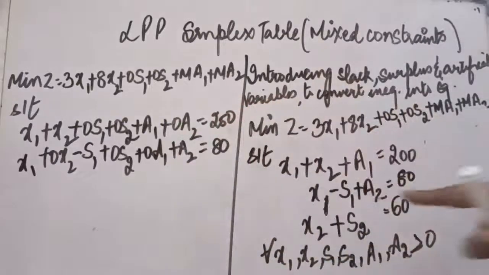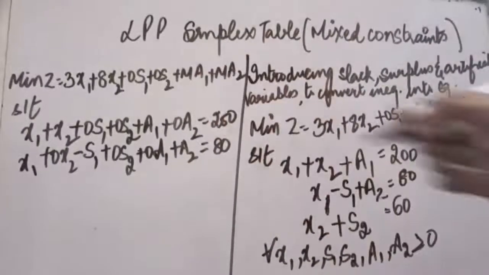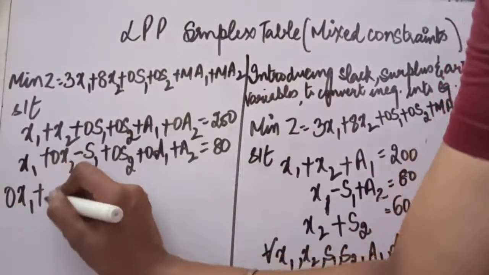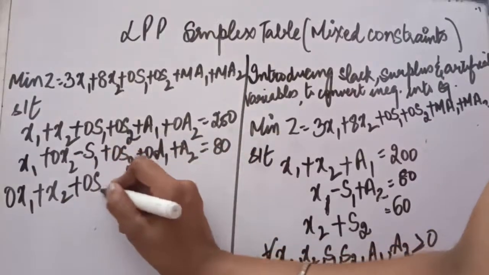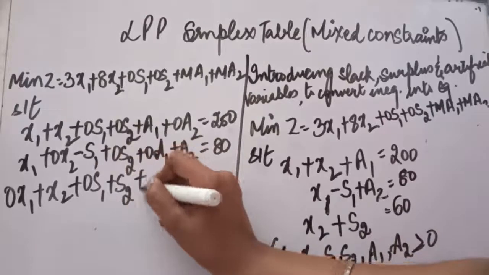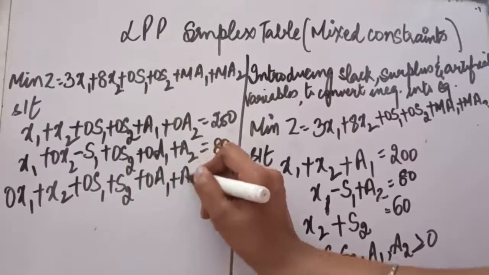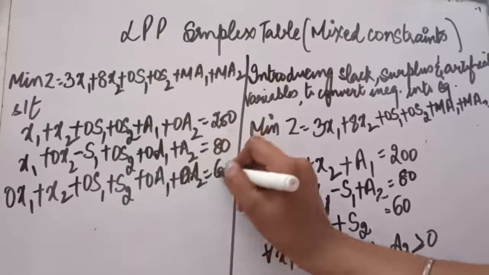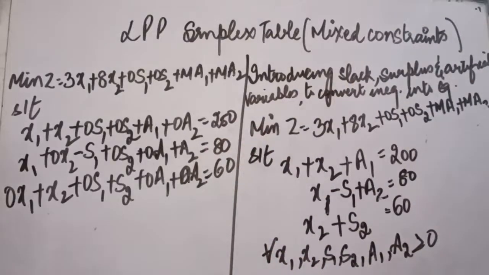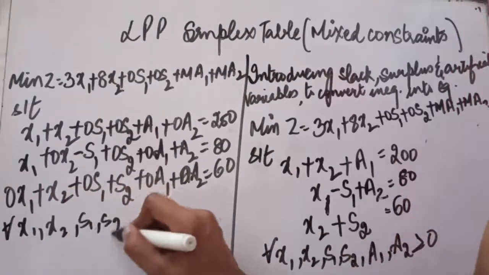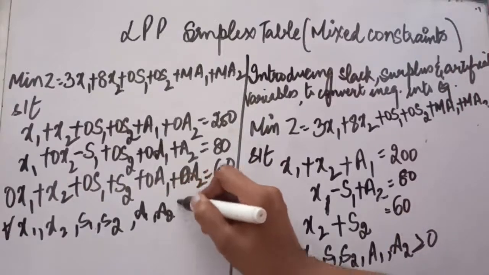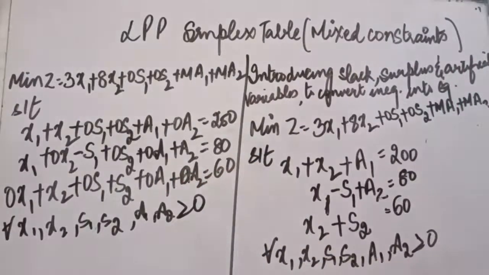Now last, X1 is not there in this row, so it will come with 0 X1. X2 is there, X2. Now S1 is not there, so 0 S1. S2 is there, and A1 and A2 will come with 0 coefficients. So now all the variables have come in all the rows. So in the last we will write where X1, X2, S1, S2, A1, A2 are all greater than or equal to 0. Once we finish with this step, we can start proceeding to the preparation of the simplex table.